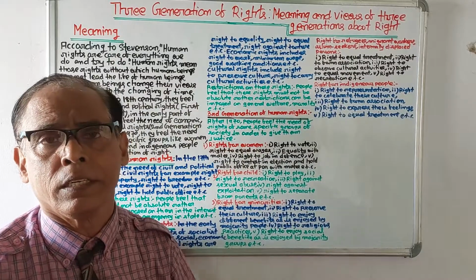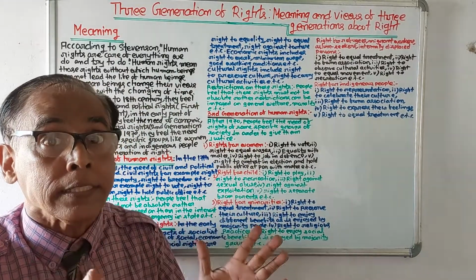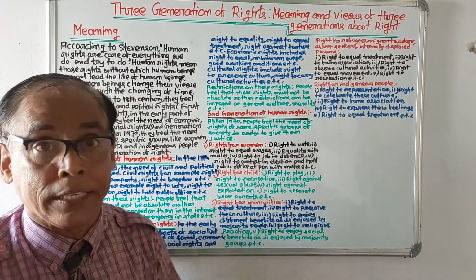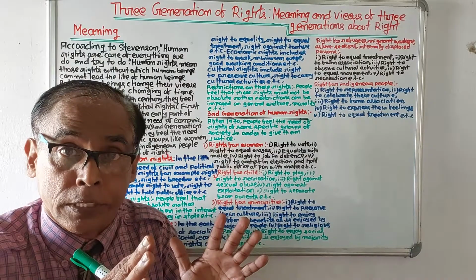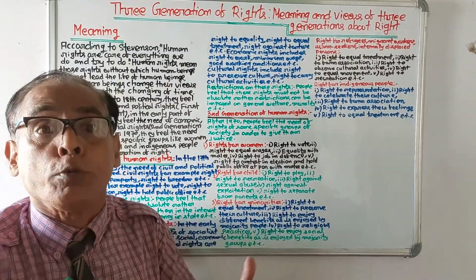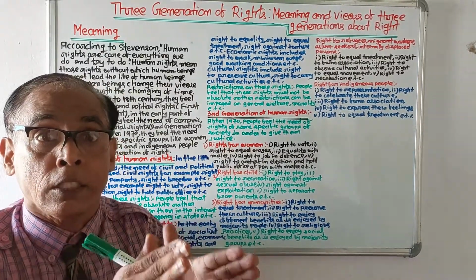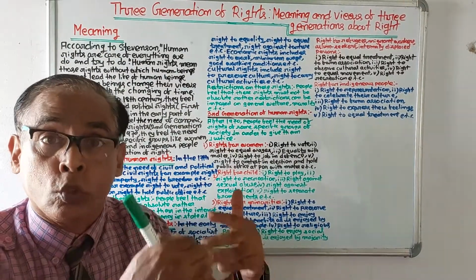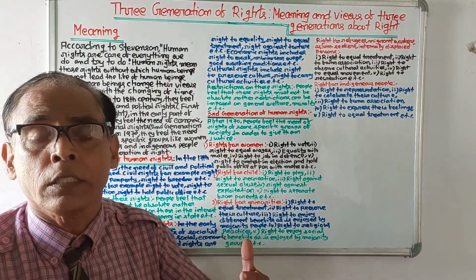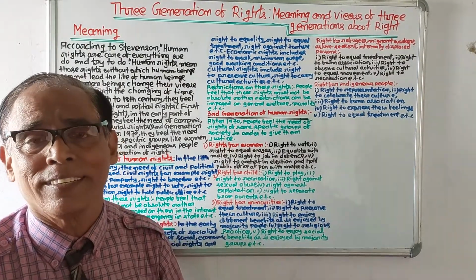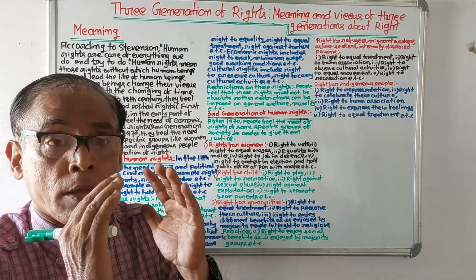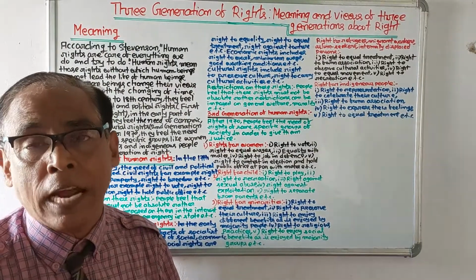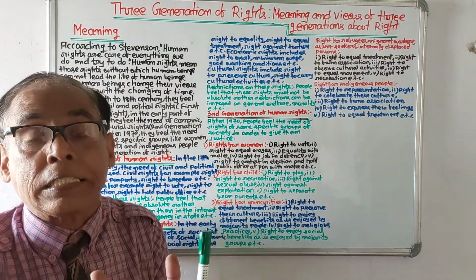After 1970, people realized that there are some specific groups in the society who need special attention. If special attention will not be given to some groups, then justice cannot prevail in the society. So they wanted to give some special rights to some special people. After 1970, it is known as the third generation of rights.